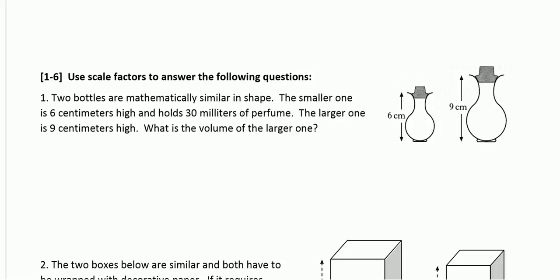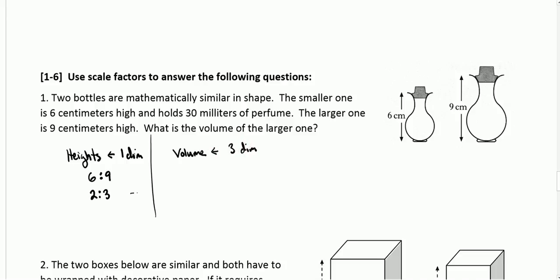So we have a comparison of heights. Remember, height is a one-dimensional thing, and we have a ratio 6 to 9, small to large, and we can reduce that ratio if I divide by 3. 6 divided by 3 is 2, 9 divided by 3 is 3. So 2 to 3 is my one-dimensional ratio. We want to talk about volume, which is three-dimensional. So if we know our one-dimensional ratio, we can get our three-dimensional ratio by cubing the 2 and the 3, and we get 8 to 27.